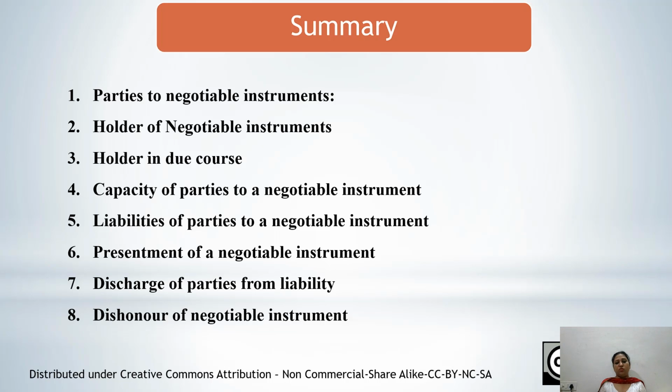Presentment of a negotiable instrument can be for three purposes: presentment for acceptance, presentment for sight, and presentment for payment. We discussed it in detail. Discharge of parties from liabilities, that means it may be discharge of instrument or discharge of parties. We have studied it separately. And at last, we have discussed dishonor of a negotiable instrument. Dishonor means when the party on the due date fails to perform his liability, we say that the negotiable instrument is dishonored.